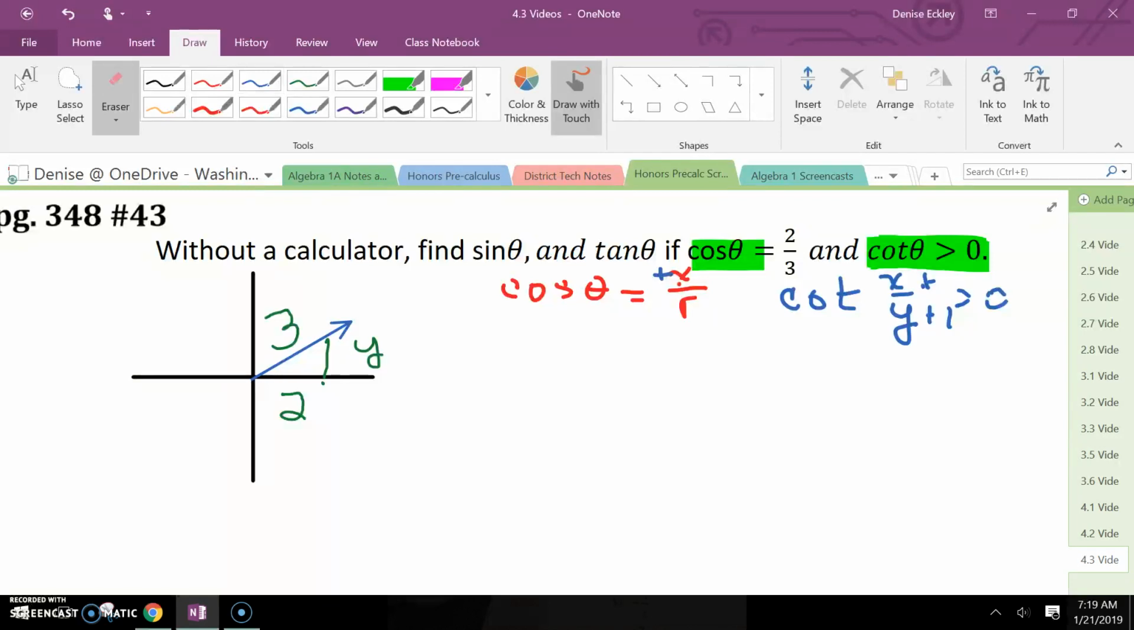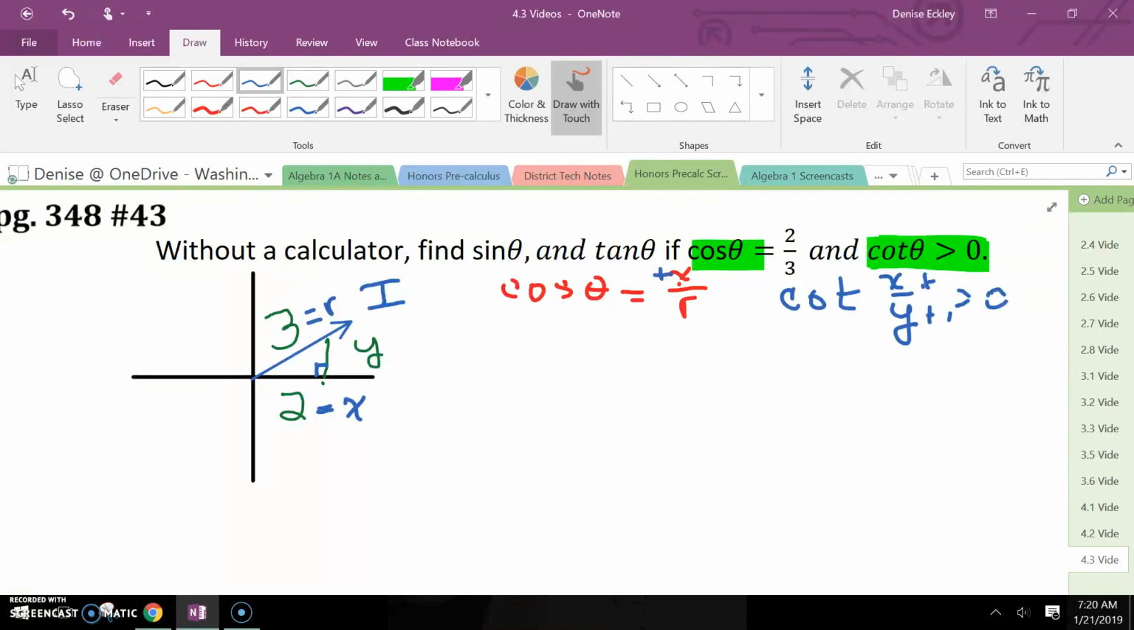So which quadrant, you say to yourself, are both the x and the y positive? So that would be the first quadrant, right here. So that's why I drew the picture the way I did. So what I've done is I've drawn my angle, and you can see the terminal side there, and I've created my right triangle there. So I have the x side, which is 2, and the r side, which is 3.